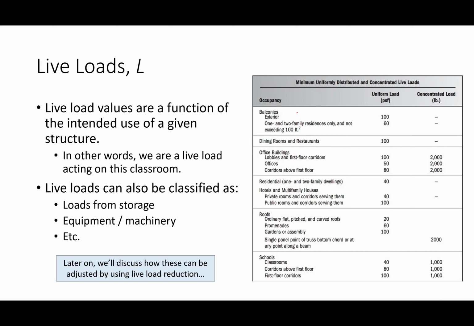Now, again, occupancy, what the building is used for. Why is the live load in classrooms 40 pounds per square foot versus in libraries when it's 150 pounds per square foot? Why would the live load in a library be 150 pounds per square foot?